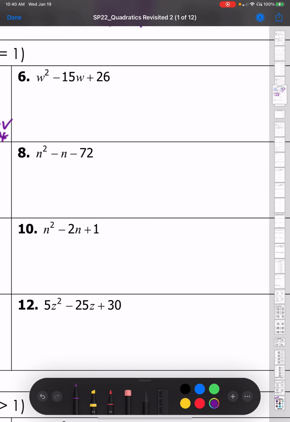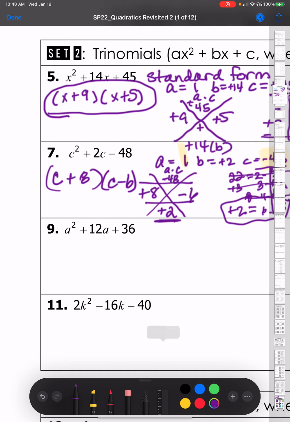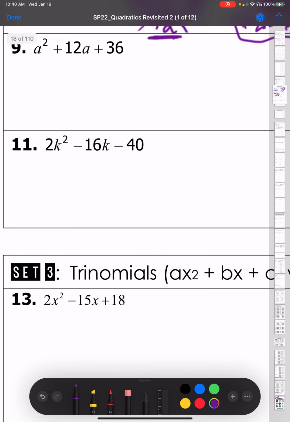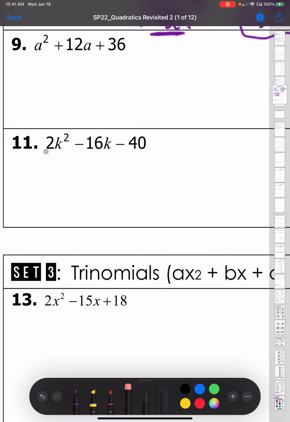I want to do number 11 with you. Remember that we always look for a greatest common factor. So I'm looking at 2 and 16 and 40. They're all even, so I know 2 will go into each one of them. So I'm going to divide each term by 2. And that's going to give me k squared minus 8k minus 20.